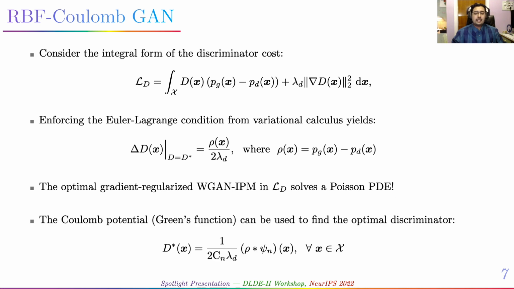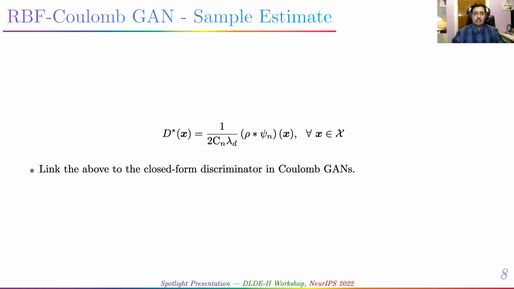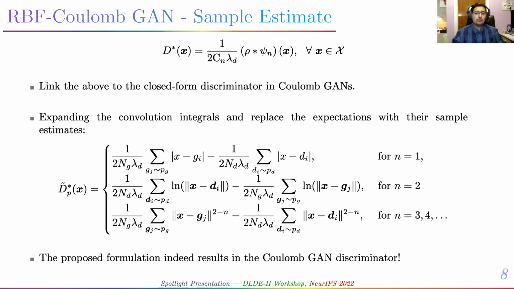Convolving both sides of the PDE with the Green's function gives us the optimal discriminator in closed form up to a scaling constant. To cement the links to Coulomb GAN, we consider this optimal discriminator, simplifying by expanding the convolution terms and replacing the integrals with their sample estimates, which yields the exact family of Coulomb GAN potential functions. Including a correction term to eliminate the singularities would yield the family of Plummer kernels as well.